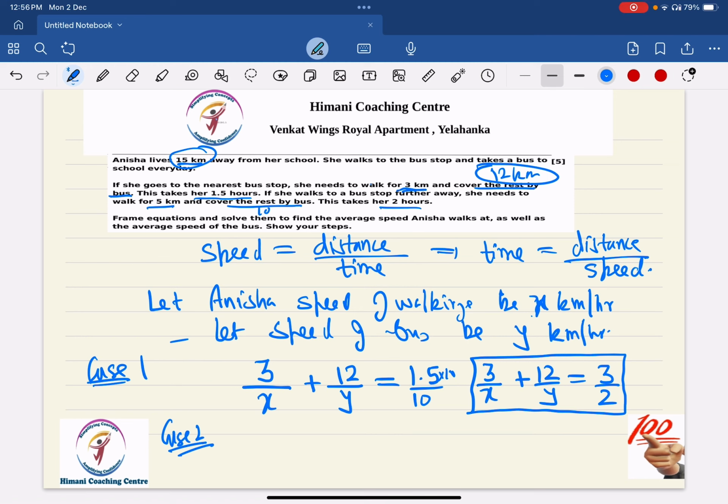Here we are told that if she walks to the other bus stand, she has to walk for 5 kilometers. Now if she is walking for 5 kilometers, time taken by her would be 5 by x for walking, and then she traveled the rest by bus. So bus would have taken what time? 10 by y. And what is that time equal to? 2. Okay, so we have got two equations, and now we are supposed to solve these.